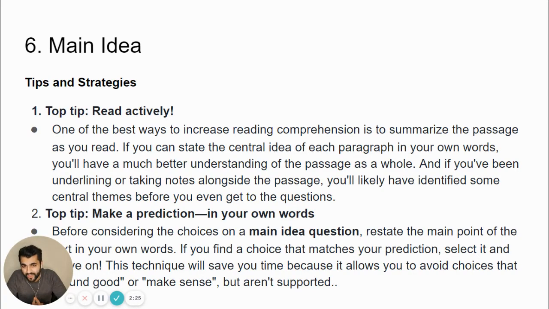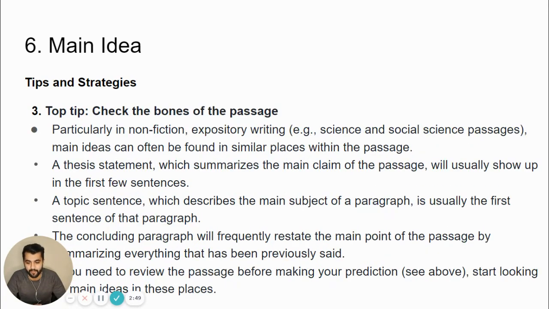Number one, read actively. One of the best ways to increase reading comprehension is to summarize the passage as you read, right? Number two, make a prediction in your own words, and we've already somewhat covered this tip. Before considering the choices on the main idea question, restate the main idea of the text in your own words. If you find a choice that matches your prediction, select it and narrow down on it. This technique will help you to save time.